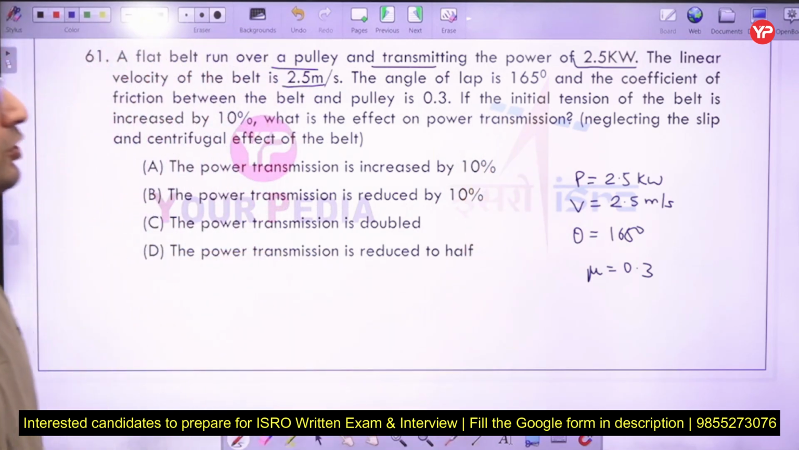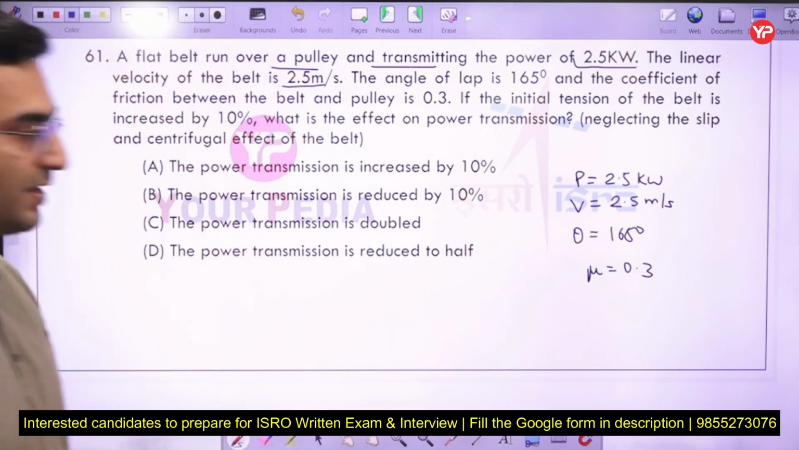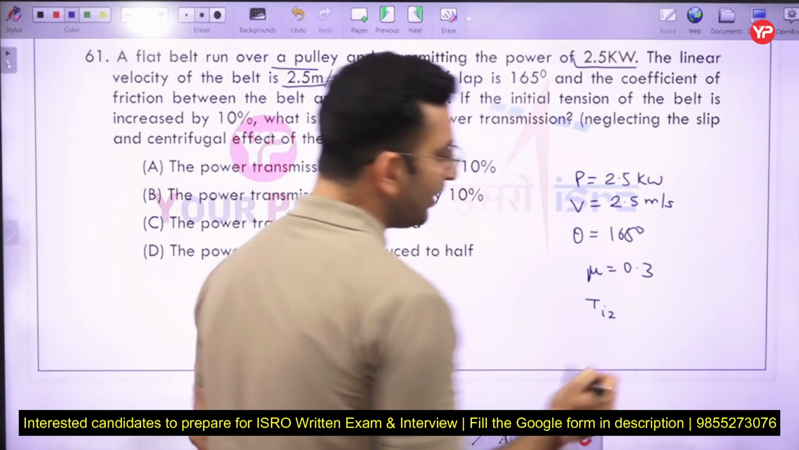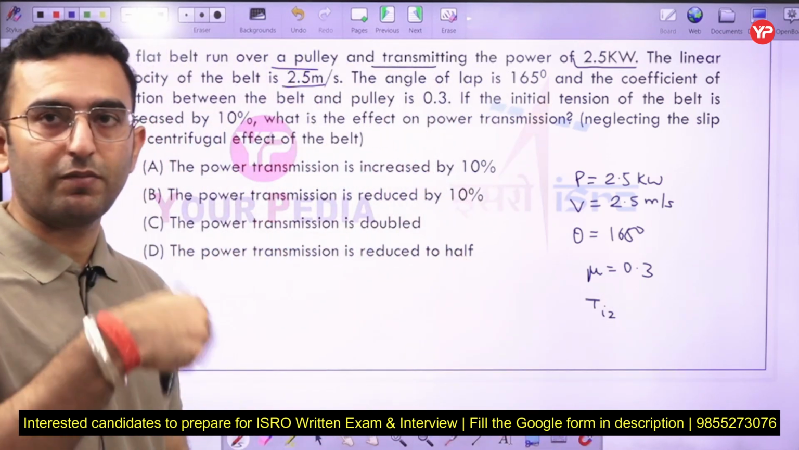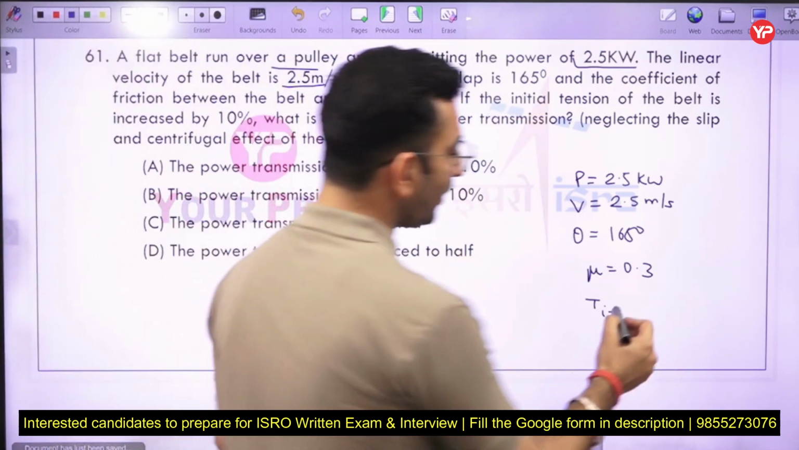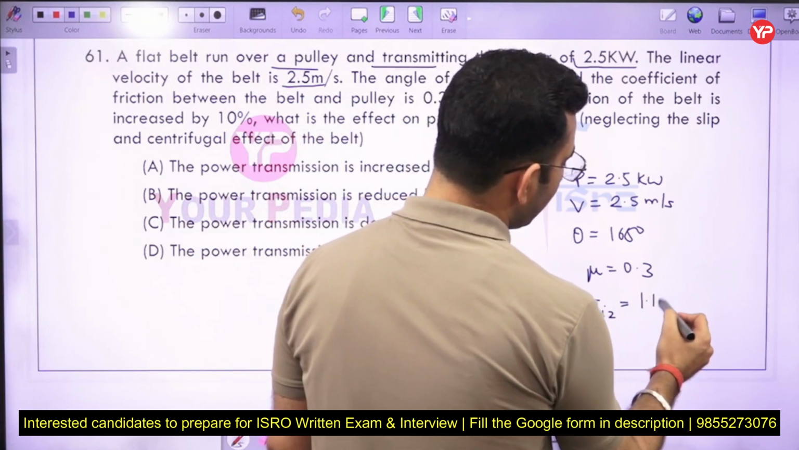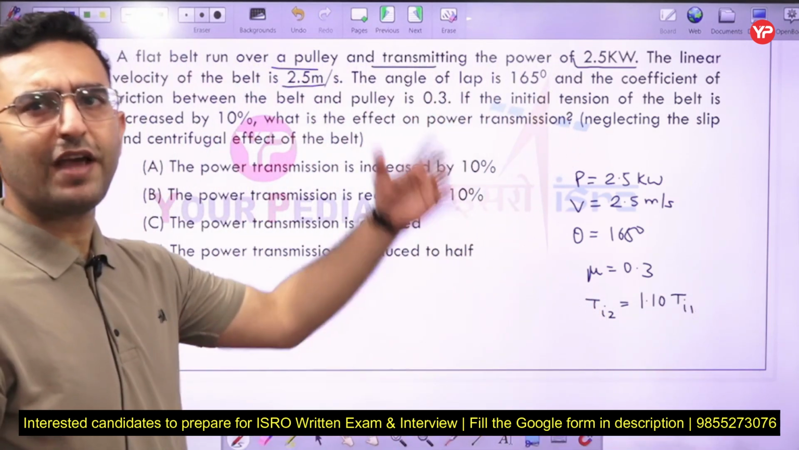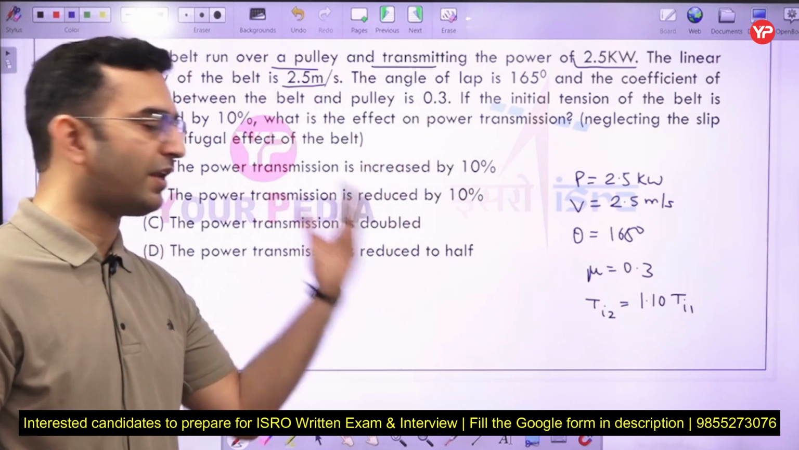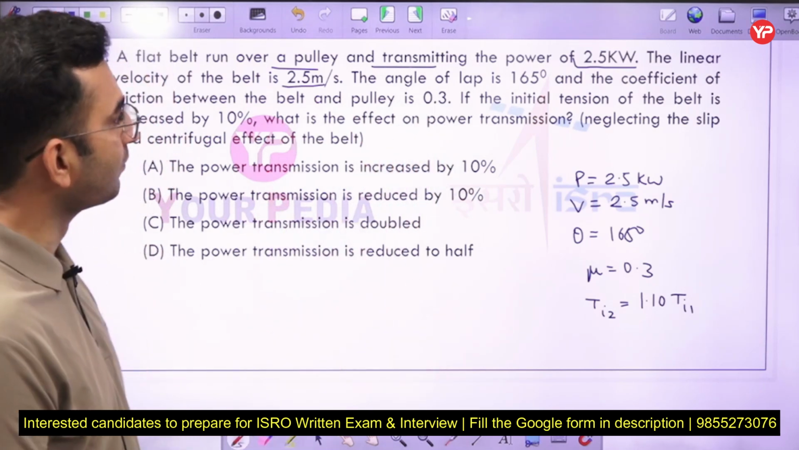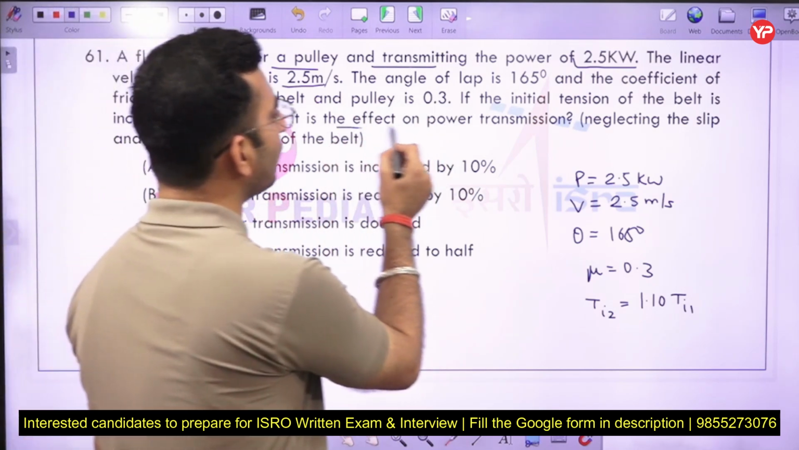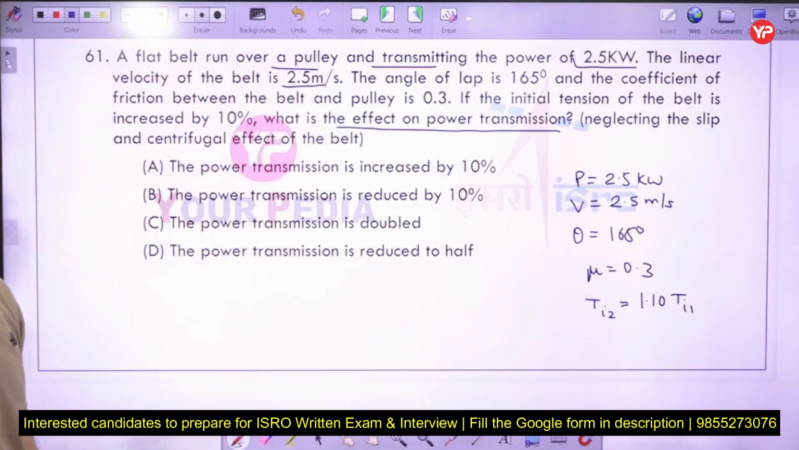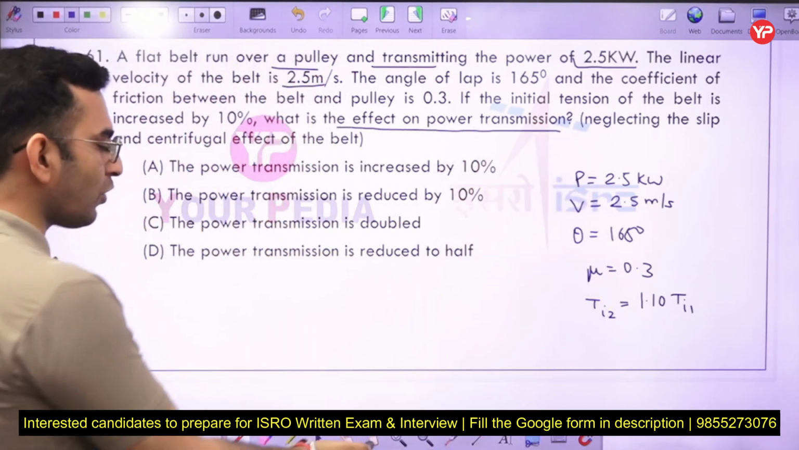If the initial tension of the belt is increased by 10%, let us say Ti2 represents the initial tension after increasing, which is 10% more than the initial tension in the first case. So initially we have some initial tension, then we increase it by 10%. What will be the effect on the power transmission in this case? We have to neglect the slip and centrifugal effect of the belt. So how do we solve this problem?